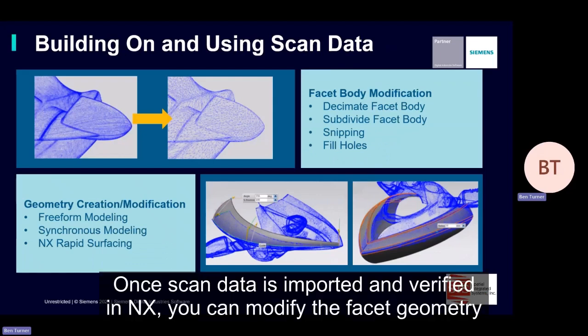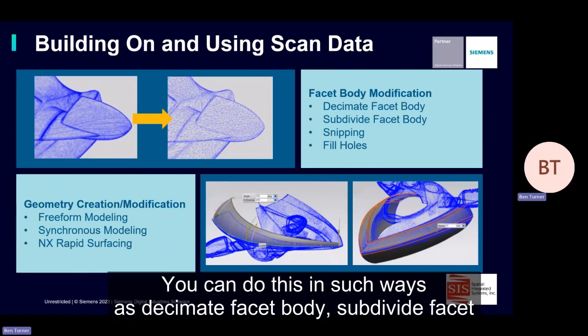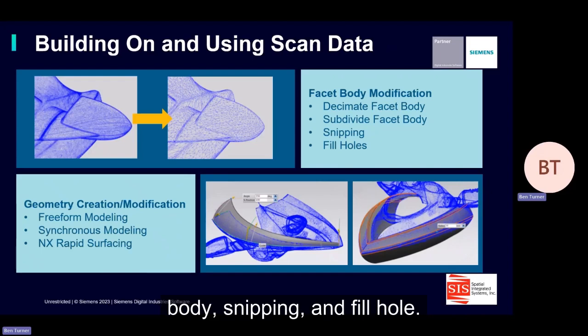Once scanned data is imported and verified in NX, you can modify the facet geometry or build new geometry on it. You can do this in such ways as decimate facet body, subdivide facet body, snipping, and fill hole.